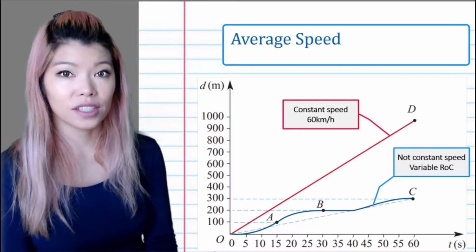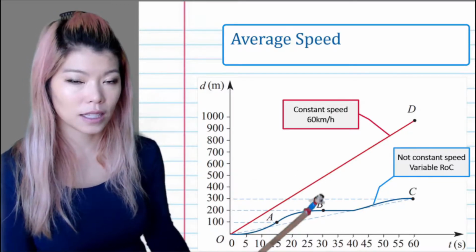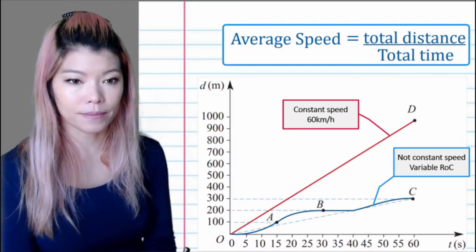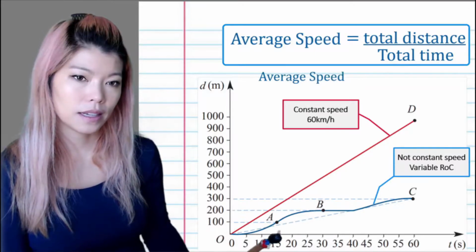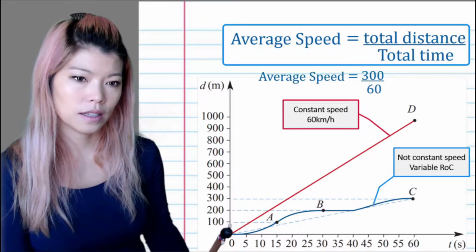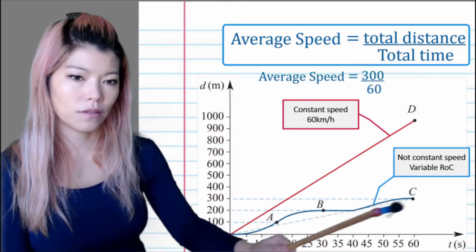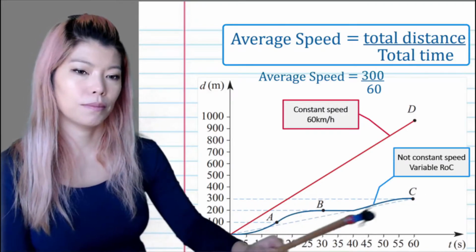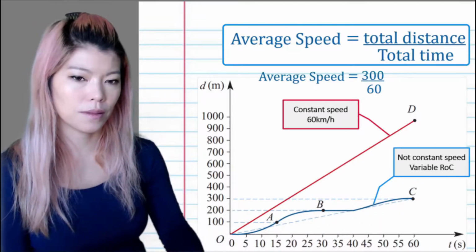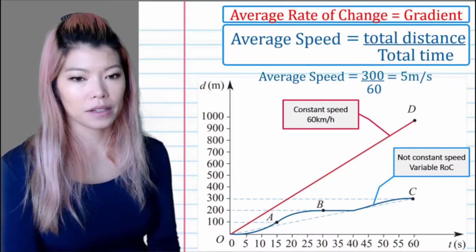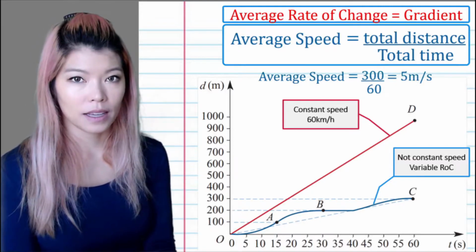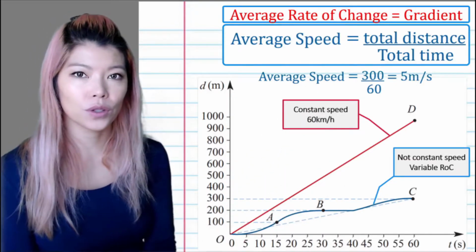So we find the average speed instead. So not the exact speed, but the average speed. And to do so, we take the total distance over the total time. So in this case, the average speed of this whole path that the car took is 300, or the change in y, over the change in time, which is 60 minus 0, is 60. So 5 meters per second. So the second car traveled on average 5 meters per second. So when we say average rate of change, we're referring to the gradient.